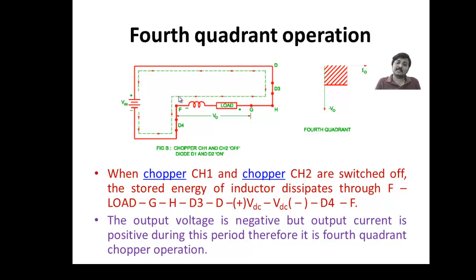So like this we can analyze the four quadrant operations. In all four quadrants the chopper circuit will be operated: first quadrant, second quadrant, third quadrant and fourth quadrant.